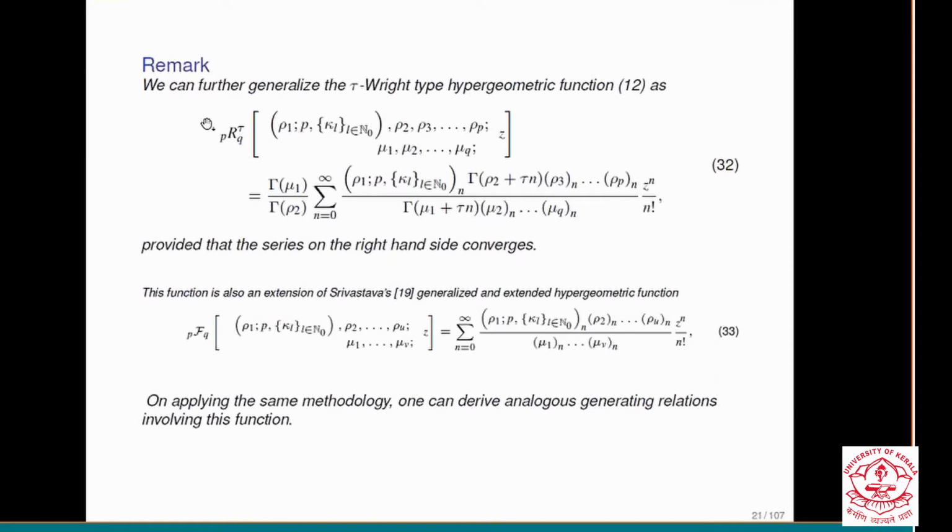tau Gauss type hypergeometric function, equation number 12. This is one parameter. This parameter is defined here in the form of equation number 32, provided that the series on the right hand side converges. So right hand side convergence means this is convergent, right? The convergence of this totally depends on the value of z, as well as some parameters also.